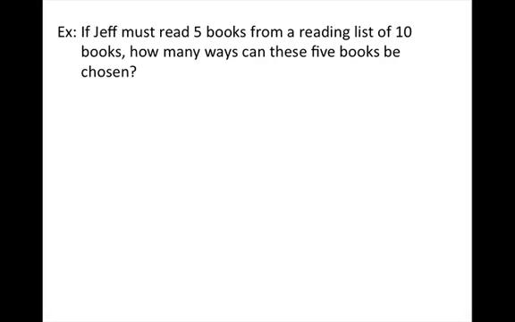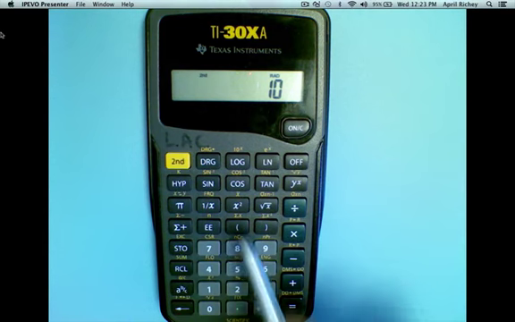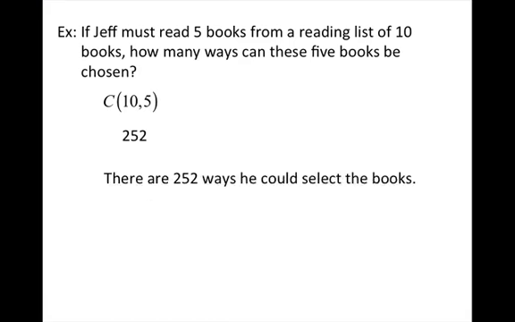My N is a 10 because I have 10 books to choose from, and my R is a 5 because I'm selecting 5 of those 10 books to read. So using the calculator, I type in a 10, I hit second 8 to get to the combination, and then I type in a 5 for the 5 books I'm reading. And this gives me 252. So there are 252 ways Jeff could select the books to read.